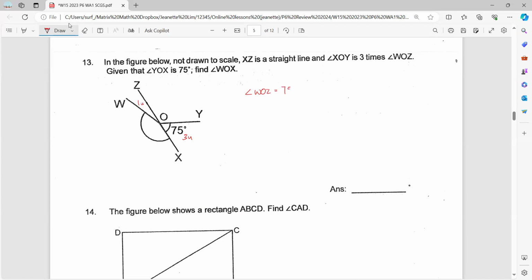We take 75 degrees divided by 3. Now we have 25 degrees here. This is a straight line, so 180 minus 25 to get the angle that I want, which is WOX. So 180 minus 25, 155.